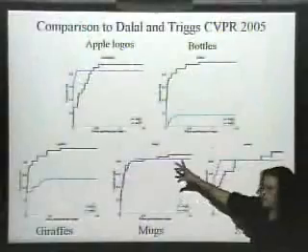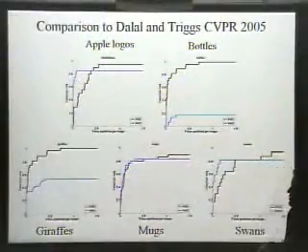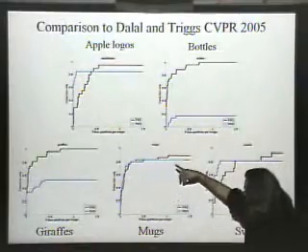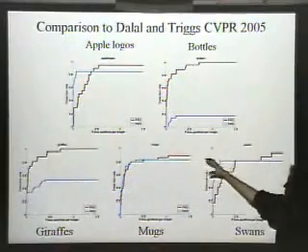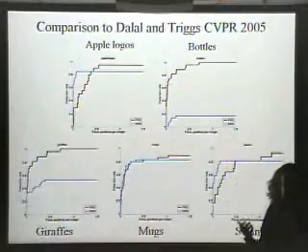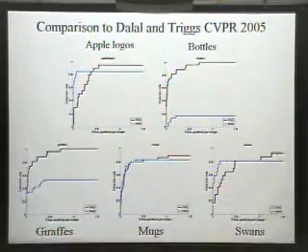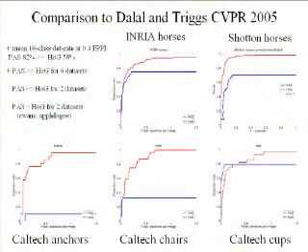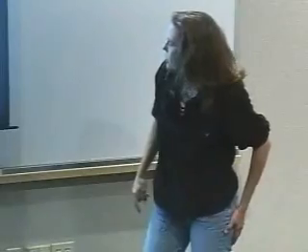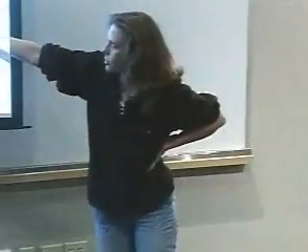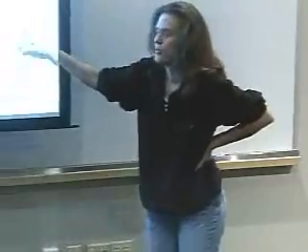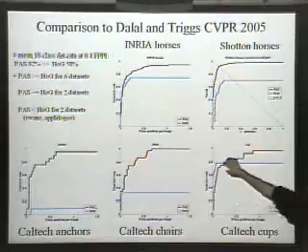And for the giraffes, again, it's a category where you have much more variation in the dataset. It performs better. For the more rigid categories, they perform similar. Swans perform similar, and for the horses, our approach performs better as well. For the anchors and the chairs, our approach performs significantly better. It's amazing how much better it performs. I'm not sure why, probably something to do with the variability in the training set. And for the cups, which is a more rigid category, their performance is better, so it's comparable.